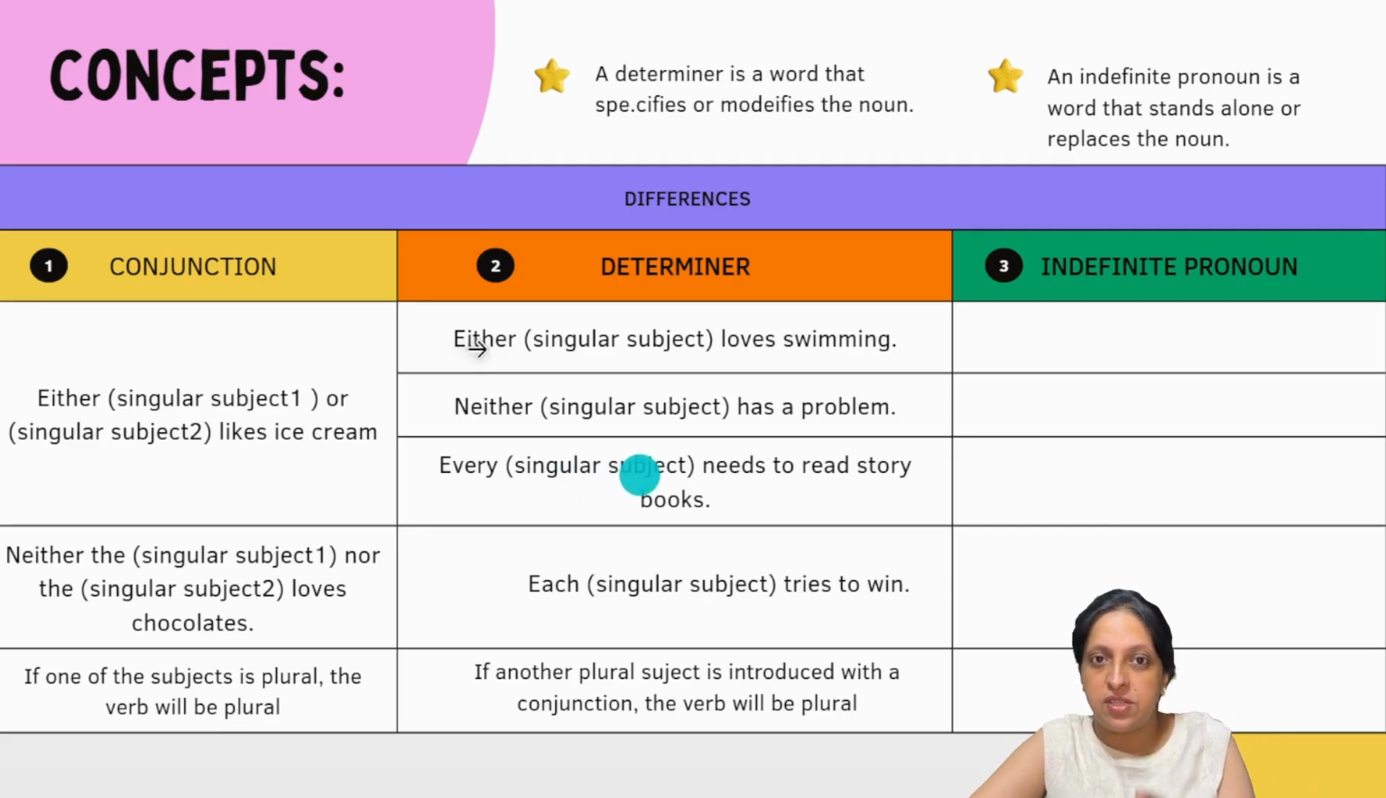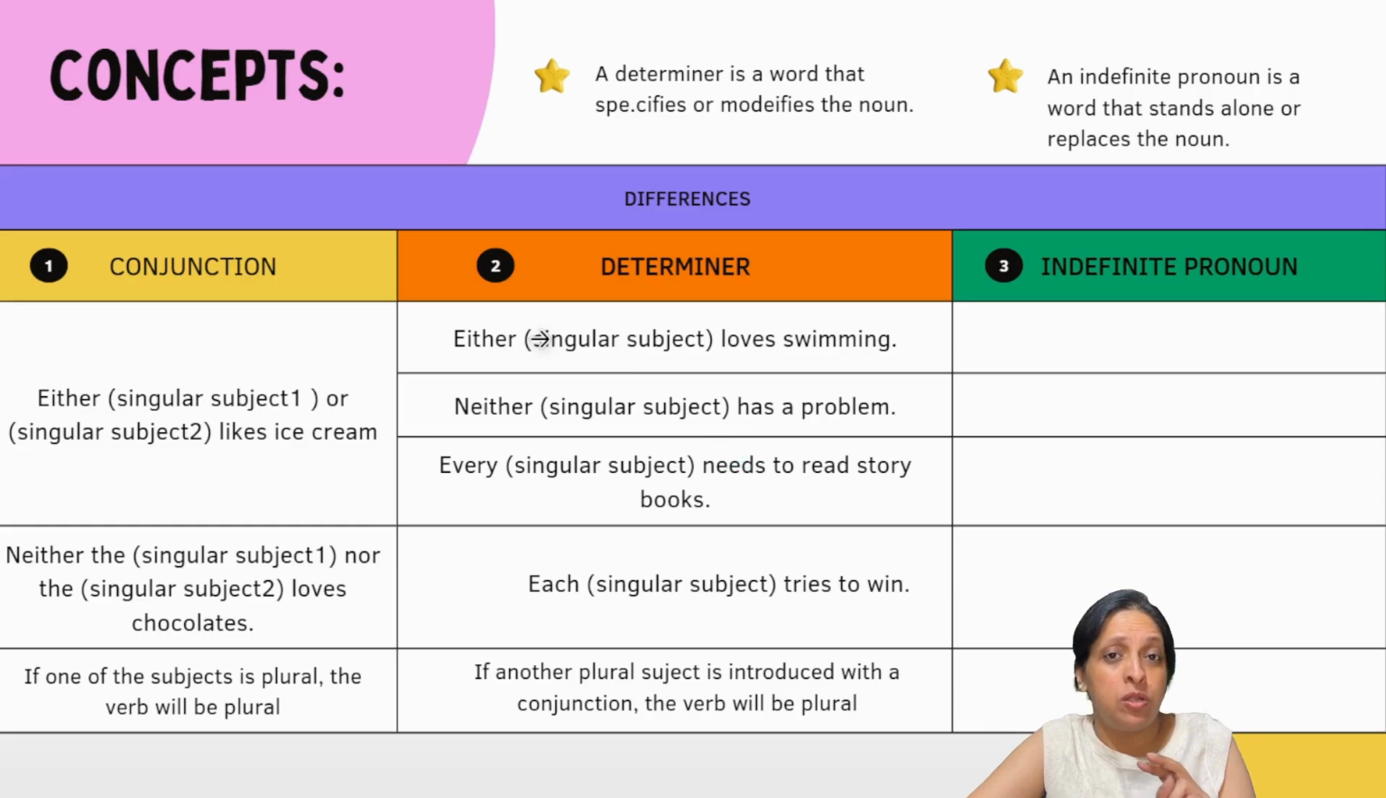After neither, if there's a singular subject, then the verb will be singular. So what is it? Neither dash has a problem. What can be put in here? Anything. Neither teacher has a problem.